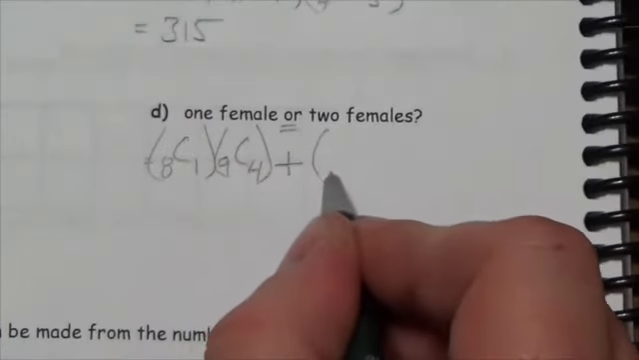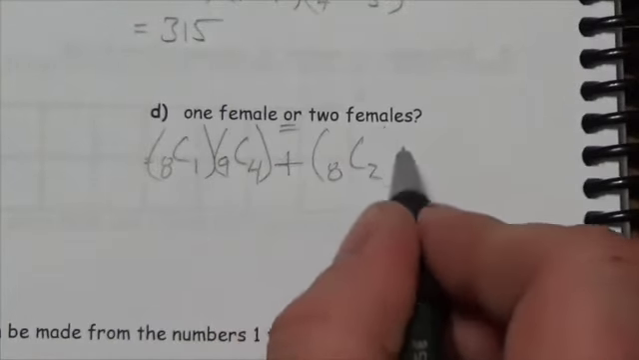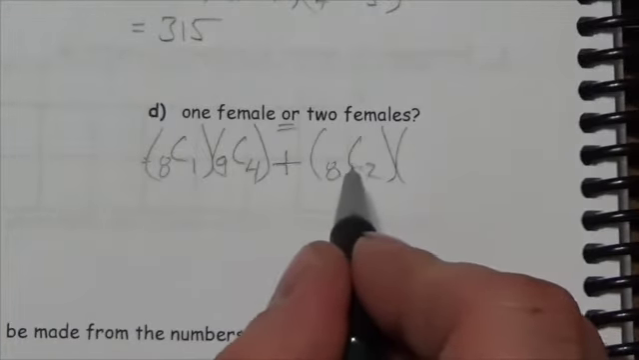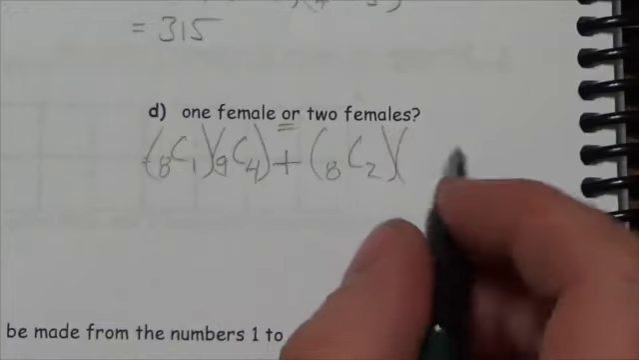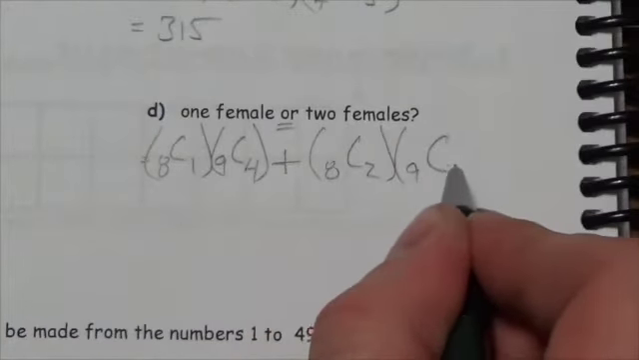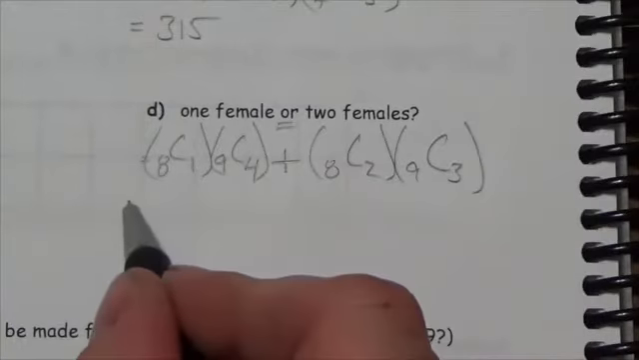Or this could be 8, choose 2. Okay, in which case, once I've chosen the 2 females, I now have to choose the 3 males. So it's 2 women and multiplication, 3 males.